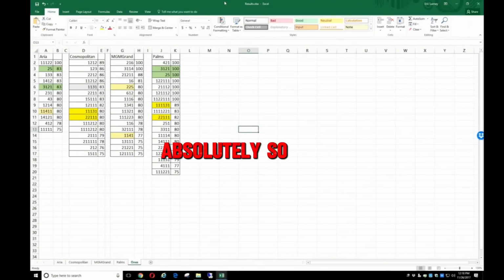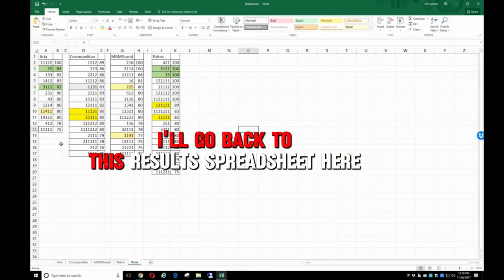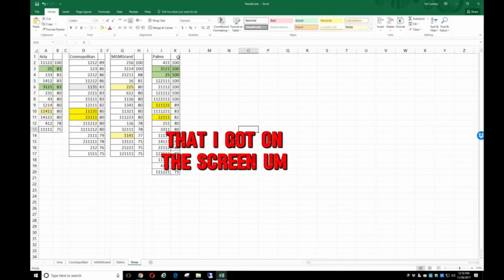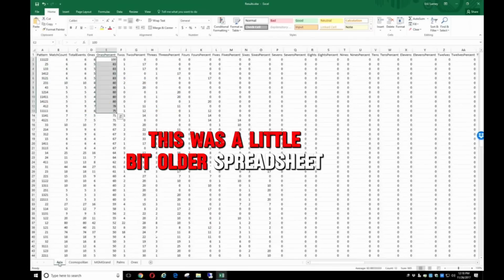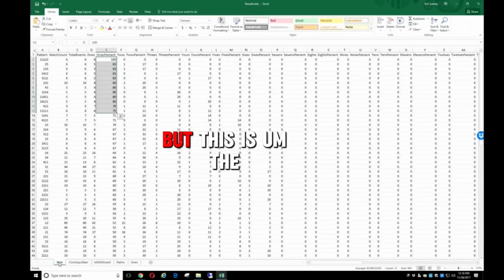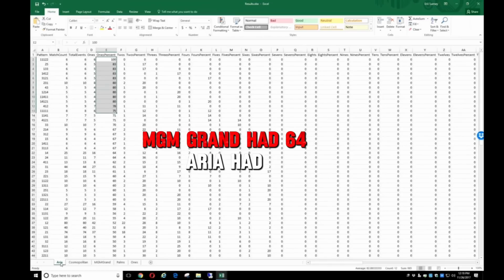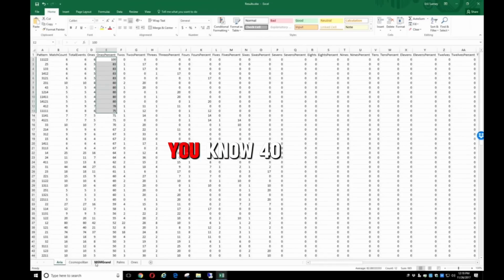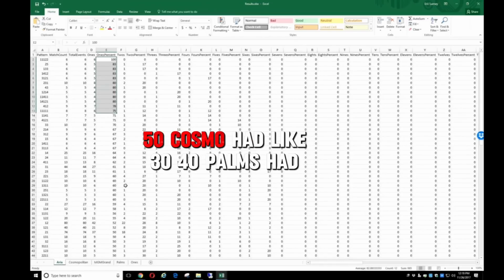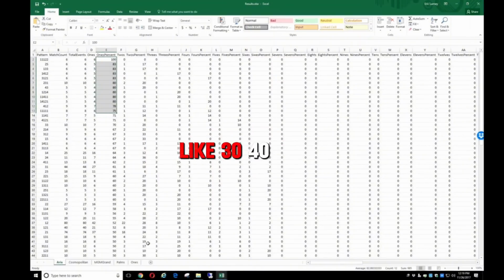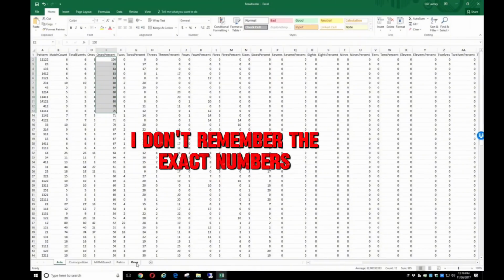Yes, absolutely. So I'll go back to this results spreadsheet here that I got on the screen. This was a little bit older spreadsheet, so it looks a little bit different. But these four casinos had the most shoes. MGM Grand had 64, Aria had 40, 50, Cosmo had like 30, 40, Palms had like 30, 40. I don't remember the exact numbers.